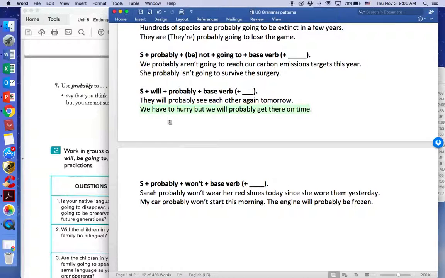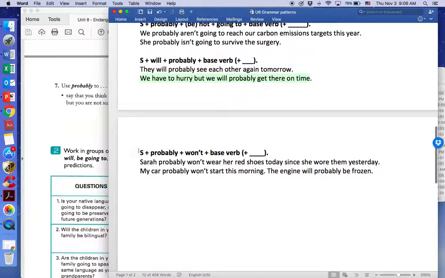will we get there on time? Are we going to get there on time? Making a prediction. We have to hurry, but we'll probably get there on time. That's a prediction. The difference, again, between the positive and the negative is that we're moving the will after probably.